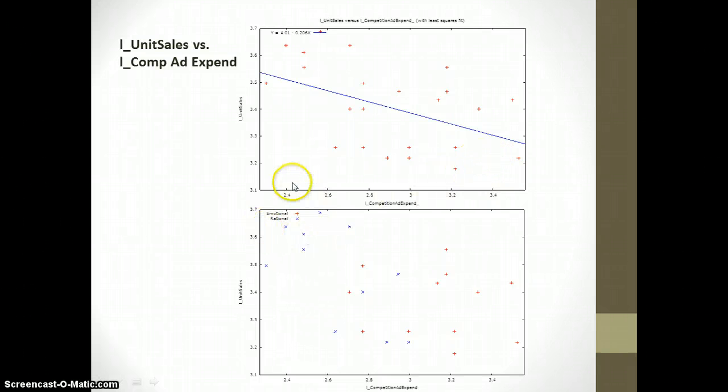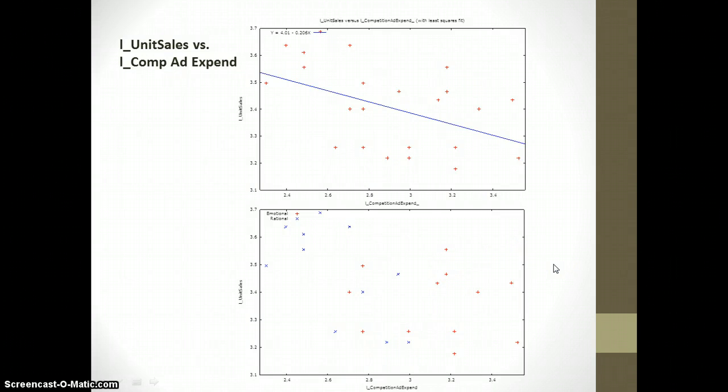And again, I looked at the emotional versus rational because the data is telling us so far that that's probably significant. And again, we are seeing the negative relationship, just like above, but the rational, which is the blue X's, appears to have a slightly steeper slope than the emotional observations here. So taking that into consideration, when the competition is spending more money, we might see a deeper decline in our unit sales when we're advertising rationally versus emotionally.